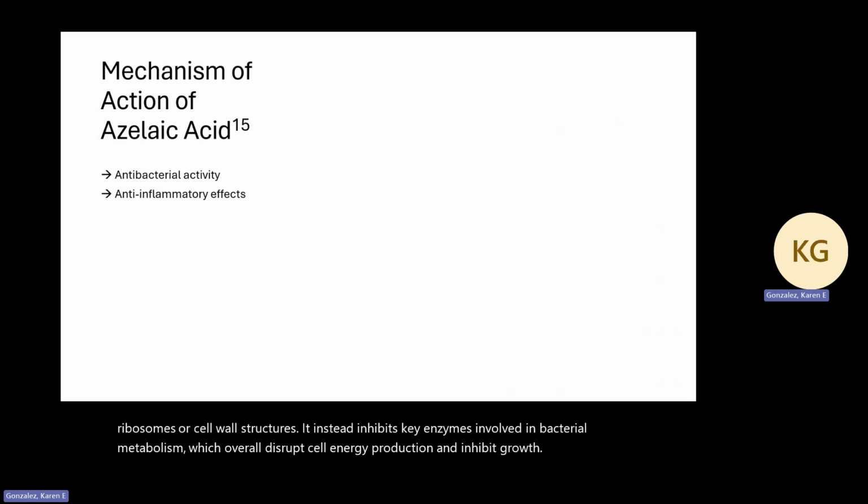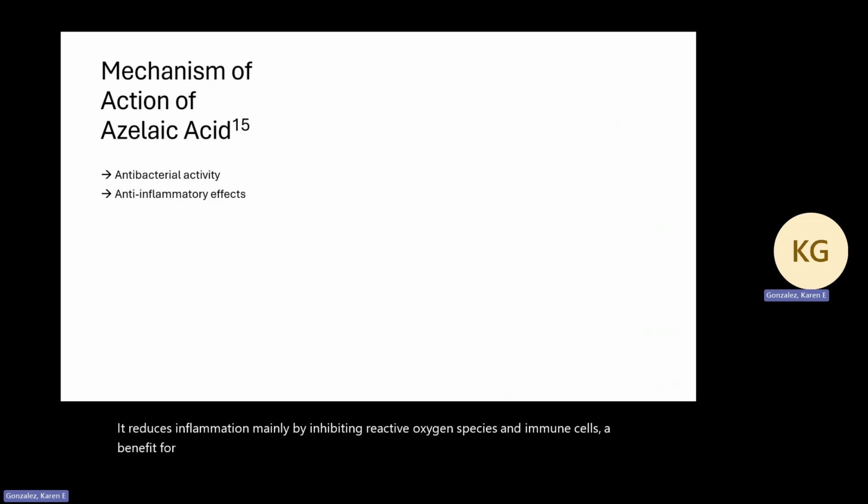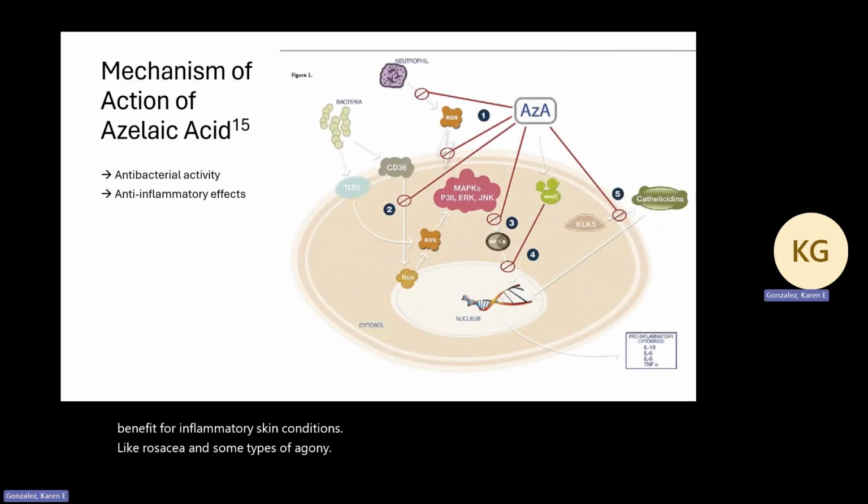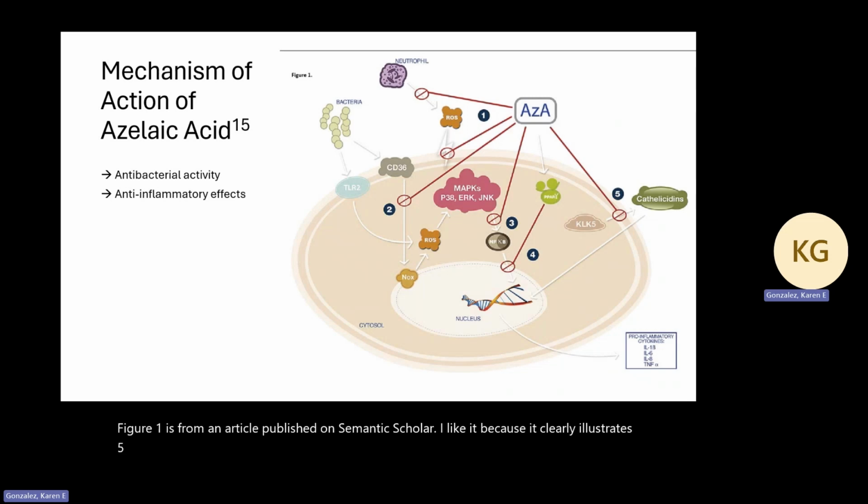It reduces inflammation mainly by inhibiting reactive oxygen species in immune cells, a benefit for inflammatory skin conditions like rosacea and some types of acne. Figure 1 is from an article published on Semantic Scholar. I like it because it clearly illustrates 5 distinct pathways AZA uses to help reduce inflammation.